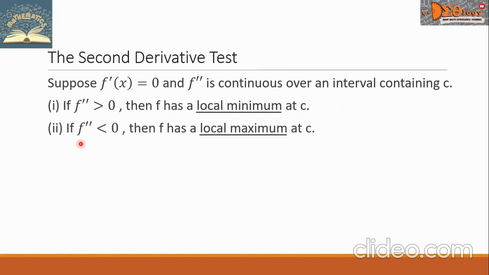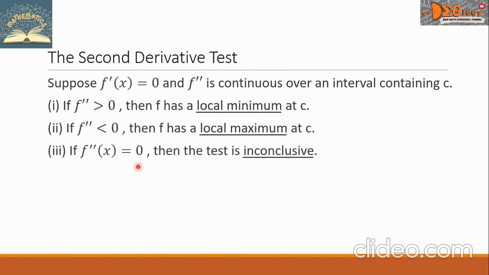If the second derivative is less than 0, or we say negative, then the function f has a local maximum at the point c. If the second derivative of x is equal to 0, then the test is inconclusive.